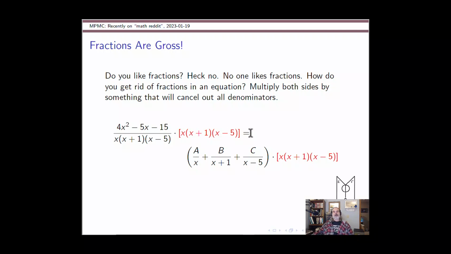times x minus 5. My dog is down here pawing at me because he wants attention.